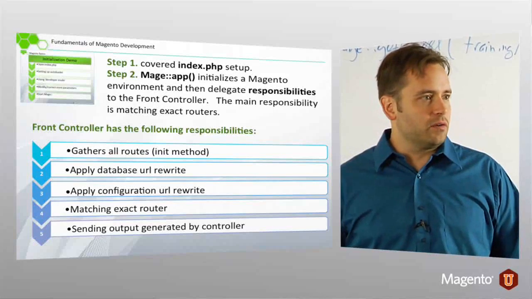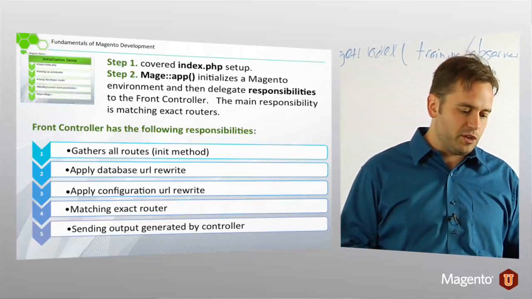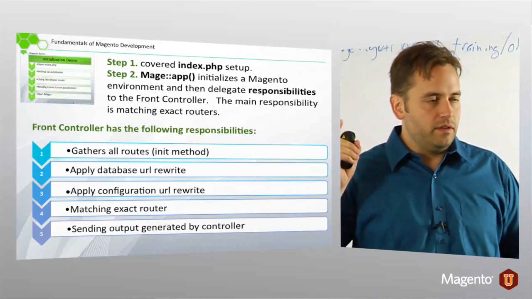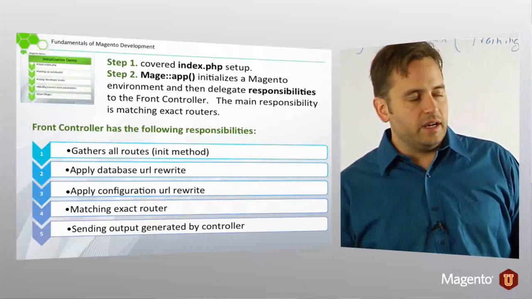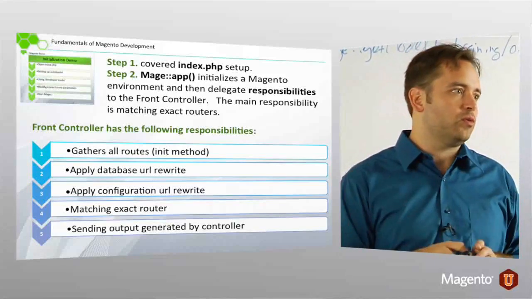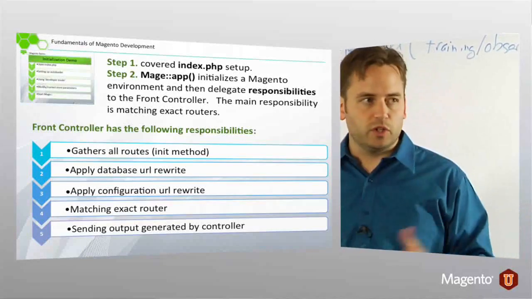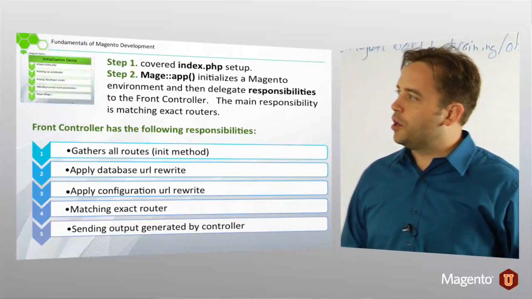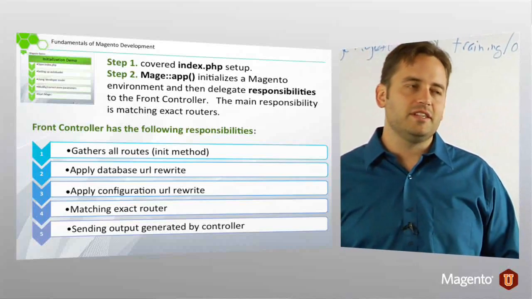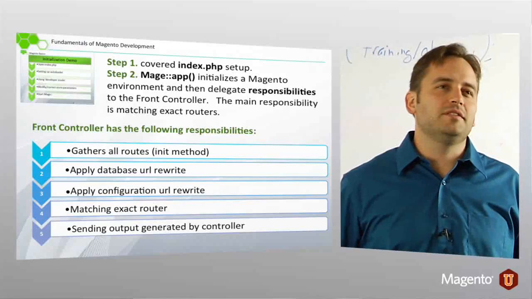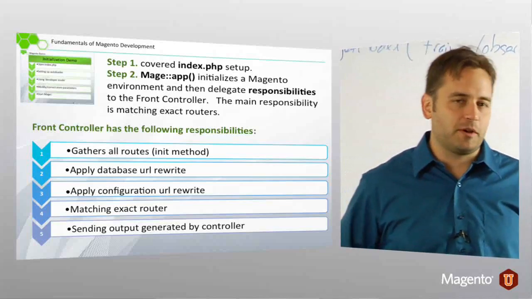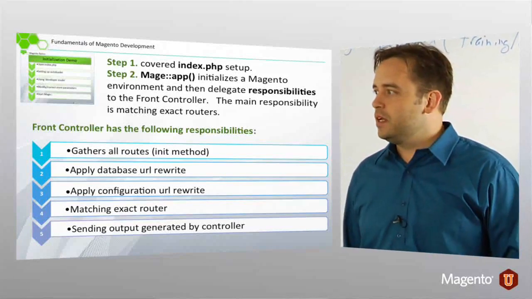These paths are stored in the database with some additional information, and Magento will inspect the current path against the database to see if it needs to translate to an actual internal path. And we'll look at that actually extensively in the next lesson. So after that, we apply configuration URL rewrites. These are not the way you do rewrites anymore. Deprecated, but the facility is still there.